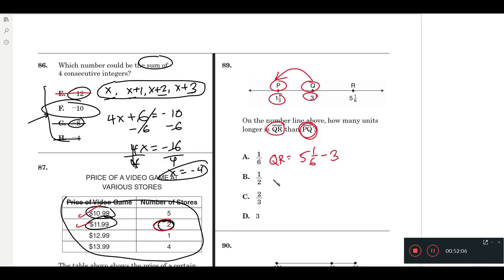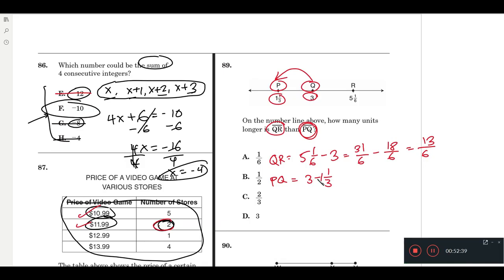So PQ is equal to 3 minus 1 and 1/3. Now what is the answer here? 5 and 1/6 minus 3 is what? That's 2 and 1/6. We can make it 31 over 6 minus 3, which is 18 over 6, by multiplying both top and bottom by 6. So what is 31 minus 18? 13 over 6. Yeah.